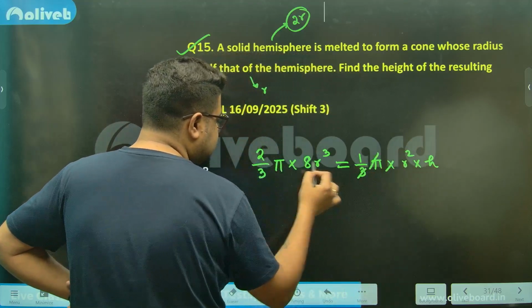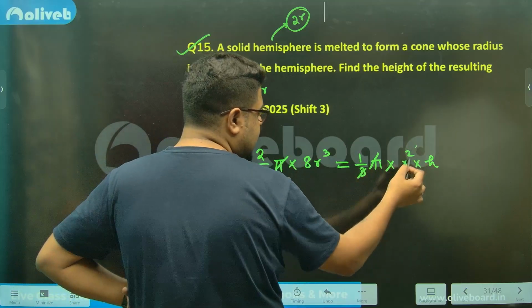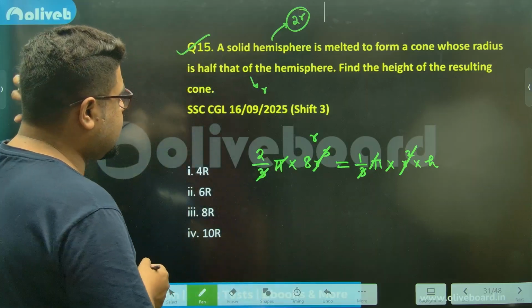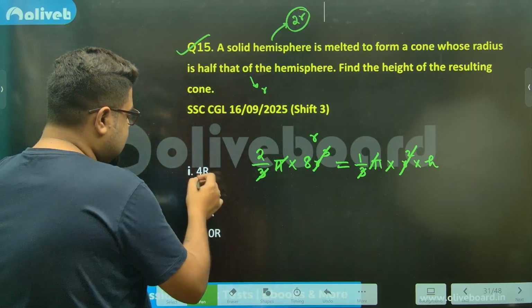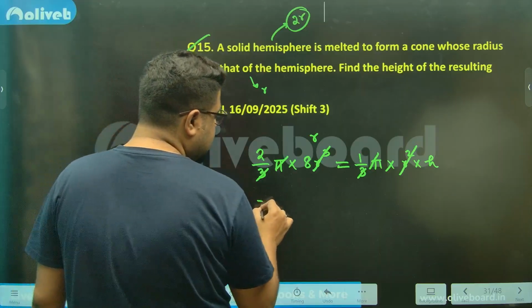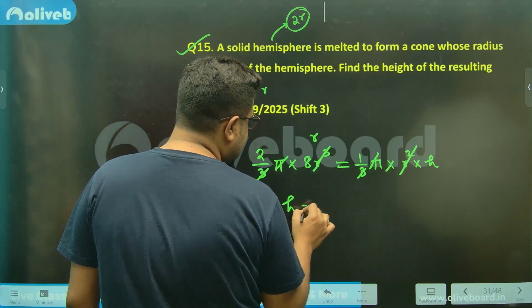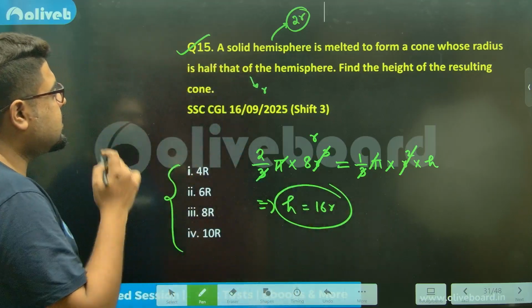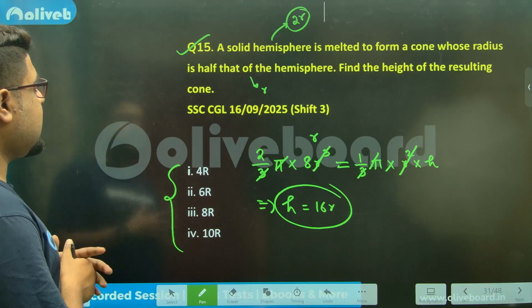Pi by 3 cancels, r square cancels, and we have an r. The answers are with r only, so that's very good. h equals 16r. But 16r is not there in the options.